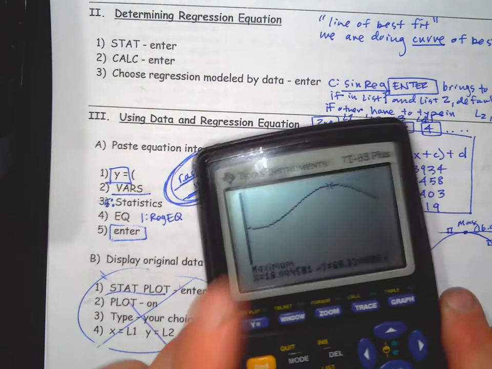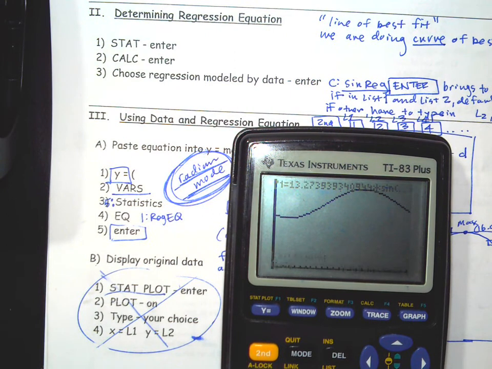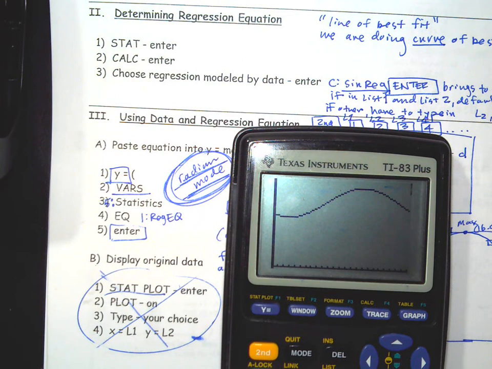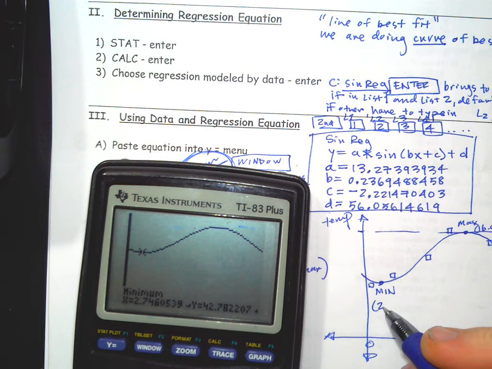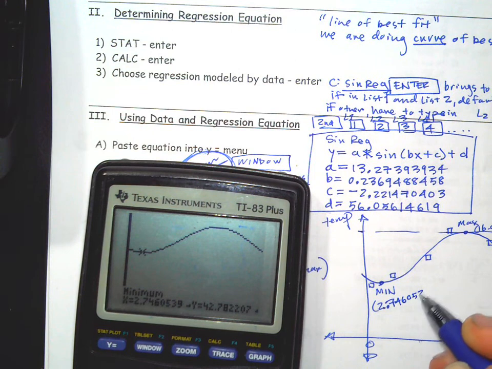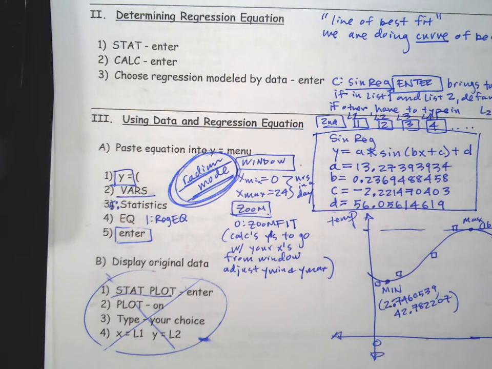We could find the minimum temperature. Second, calculate minimum. 0 to 24. It looks like it's around maybe 3 a.m. or 2. It's at 2.746 hours, and the minimum temperature is 42.782. Anyways, anything you find, go ahead and write it on your graph. It just makes it easy if in the future you have to use it for something else. And I put extra decimals just because you have to calculate it.